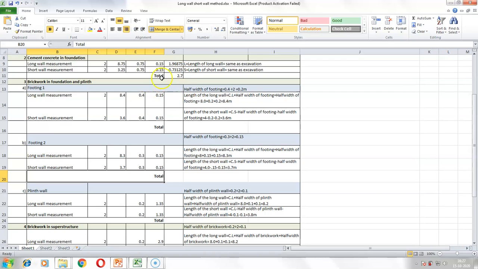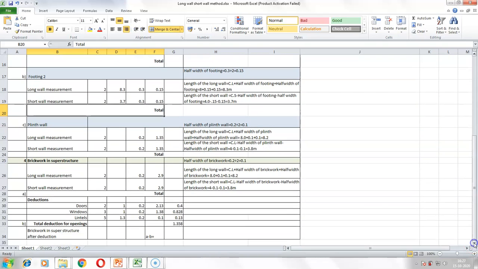Now, in a similar way as we saw earlier, we can find the value by multiplying all these values, and then we'll get the total value for the long wall, and similarly for the short wall. The addition of both will give us the total volume of that particular item, and that we can find as total here. Next, what we have to find is the plinth wall measurement.